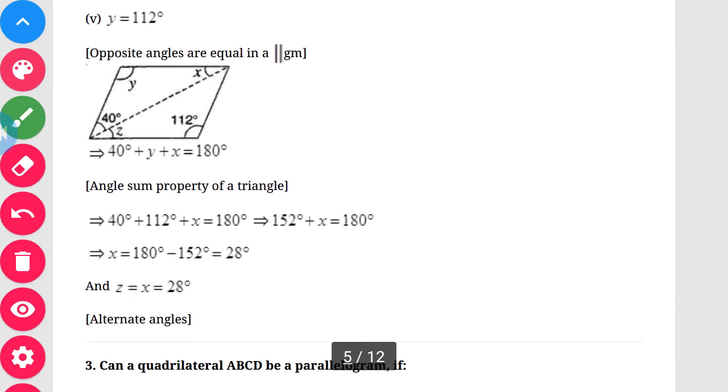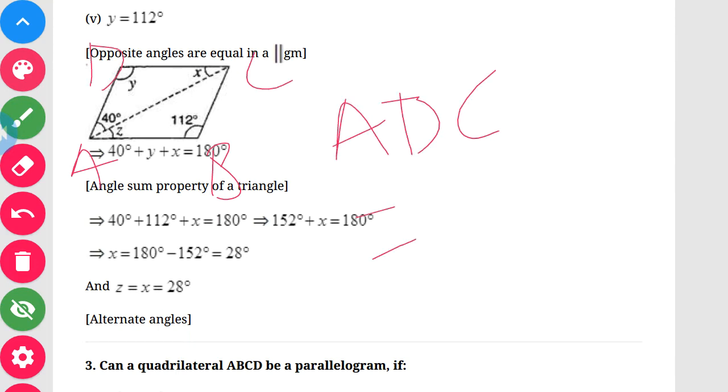Here, for the angle sum property, you need to name the figure first, A, B, C, D. Let me mark A, B, C, D for you. Angle ADC is given, and it becomes 112 degrees as opposite angles of the parallelogram are equal. So y becomes 112 degrees. With 40 and 112 given, you only need to find x. How are you going to find it? We know that the sum of the interior angles of a triangle is equal to 180 degrees. So you are going to add 40 plus 112.